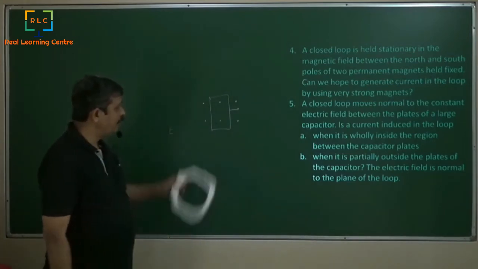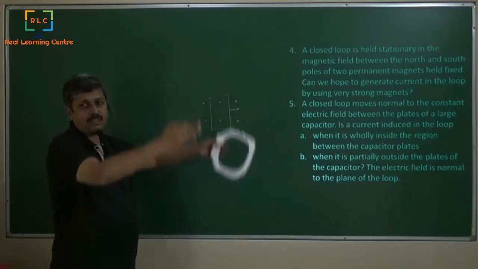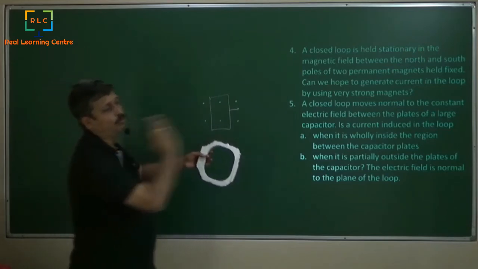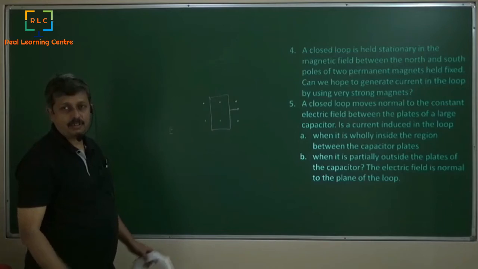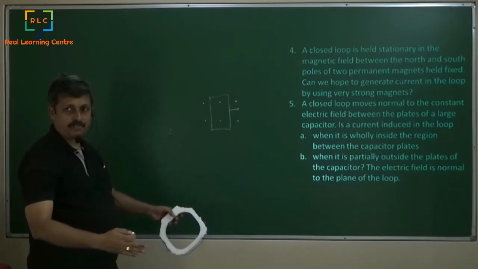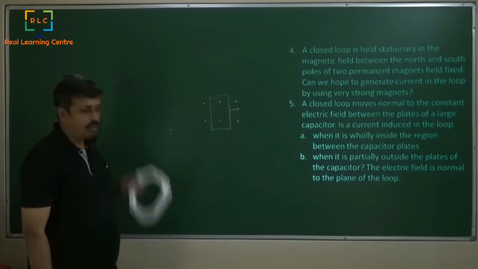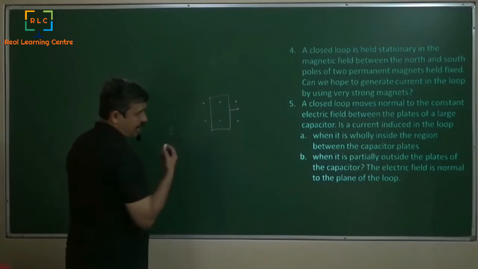So how did this electric field come about? That is by keeping two plates of a capacitor like this, and there is an electric field in between. I'm going to move the loop like this in the middle of the two plates. These are two huge capacitor plates. In the middle of that, perpendicularly like this, I will move one coil. I hope you are able to picture that.